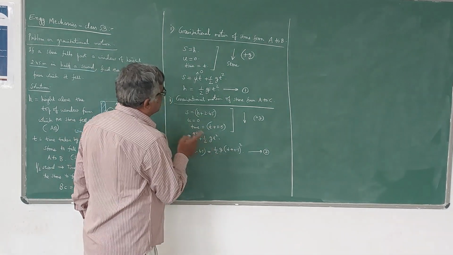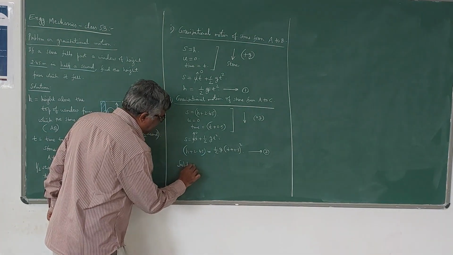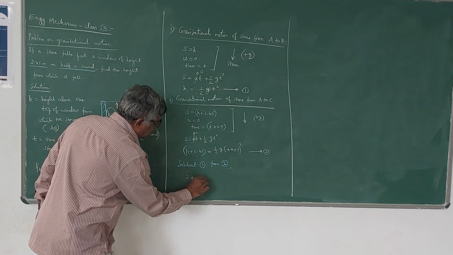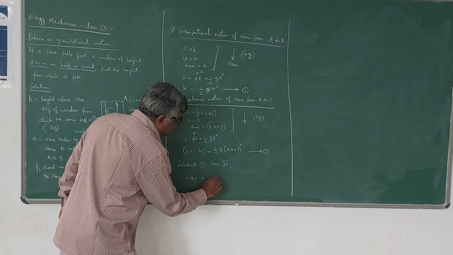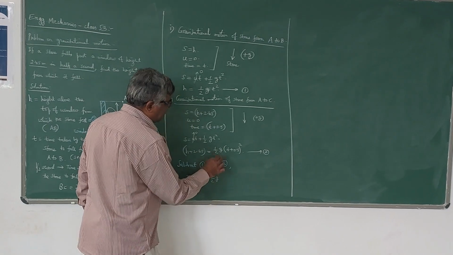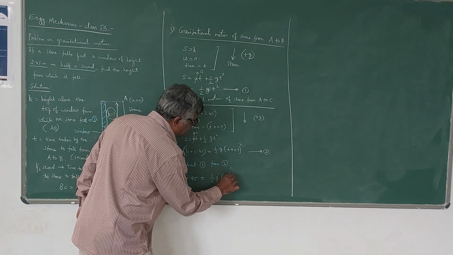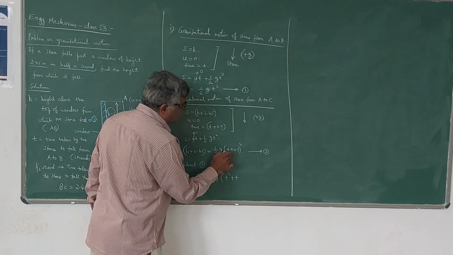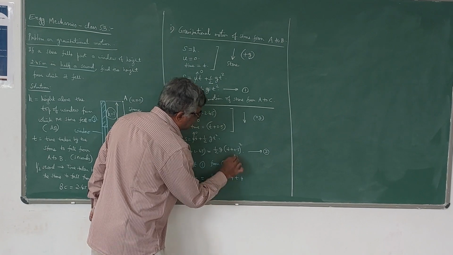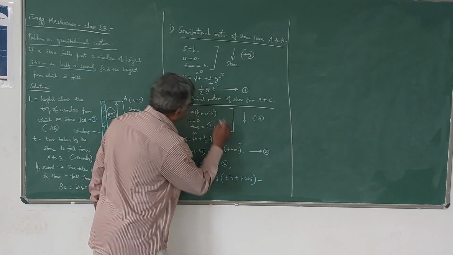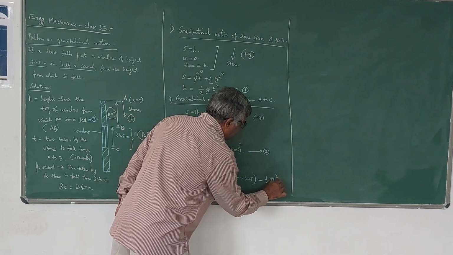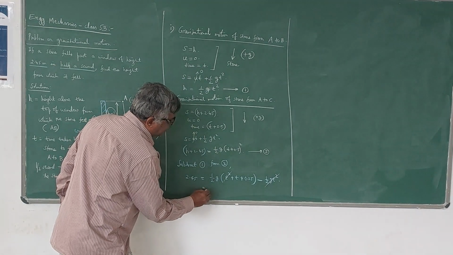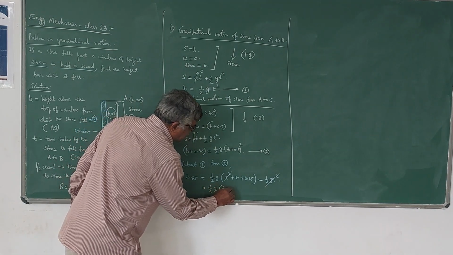So subtract equation 1 from equation 2. On the LHS, h will get cancelled, so 2.45 is equal to ½g into this one. If you expand this, (a + b)² = a² + 2ab + b², so t² + 2 into t into 0.5, which is t itself, plus 0.5 squared, which is 0.25, minus the RHS of equation 1, ½g t². Now you can see in the RHS, the ½g t² term will get cancelled, one is positive, one is negative, so you will be left with ½g into (t + 0.25).